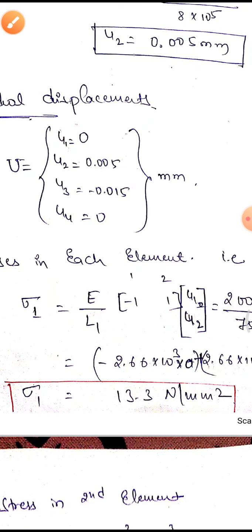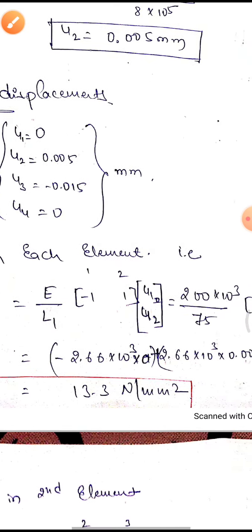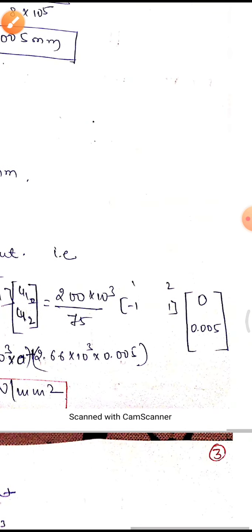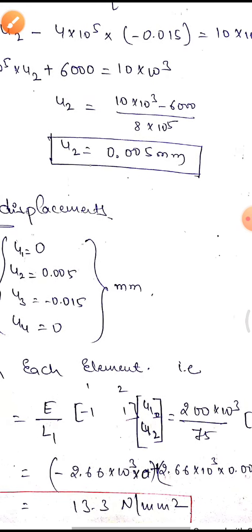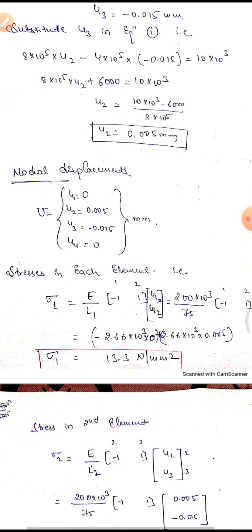To find the stress in the first element, we have written E divided by L1 times [minus 1, 1] times [U1, U2]. Here E is the Young's modulus, which is 200 into 10 raised to 3, and L1 is 75. U1 is fixed, 0, and U2, which we have found, is 0.005. If you substitute and simplify this matrix, you will get sigma 1, the stress in the first element, as 13.3 Newton per mm square.